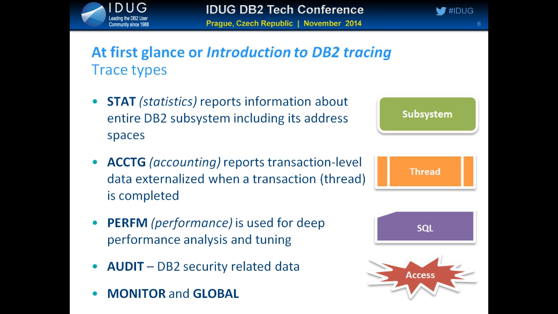Audit is also very interesting traces. It is something you need if you have some audit tables or anything, you need to capture the audit traces. And the monitor is very close to accounting. It is basically used by the monitoring tools. And then there is global. Global, I don't have an idea what it is. It's basically for IBM. I never use that. Okay.